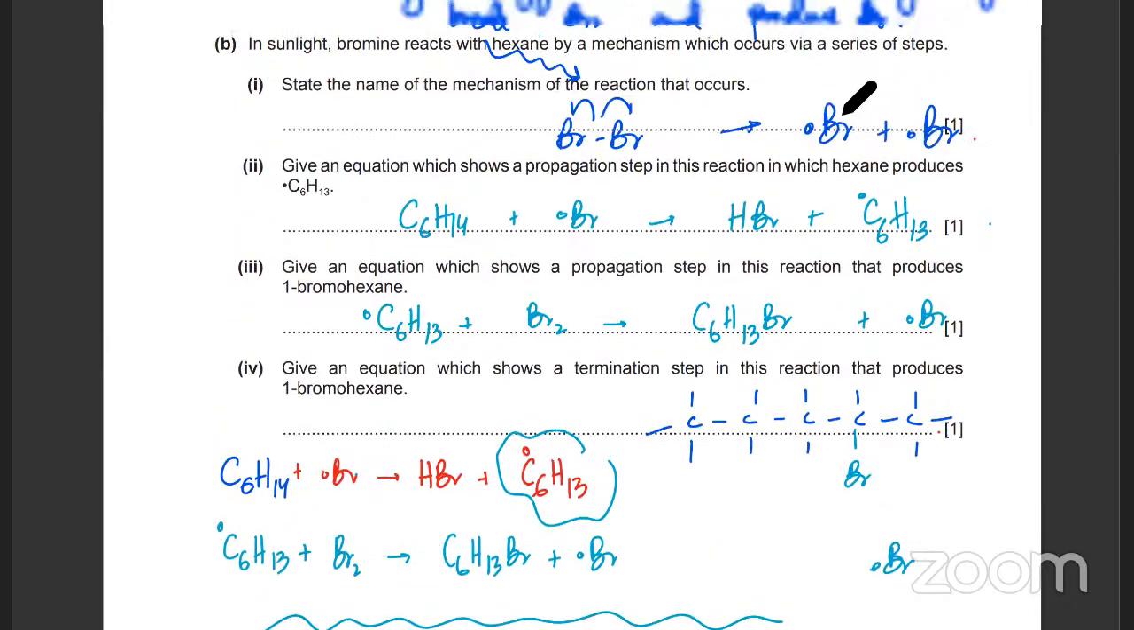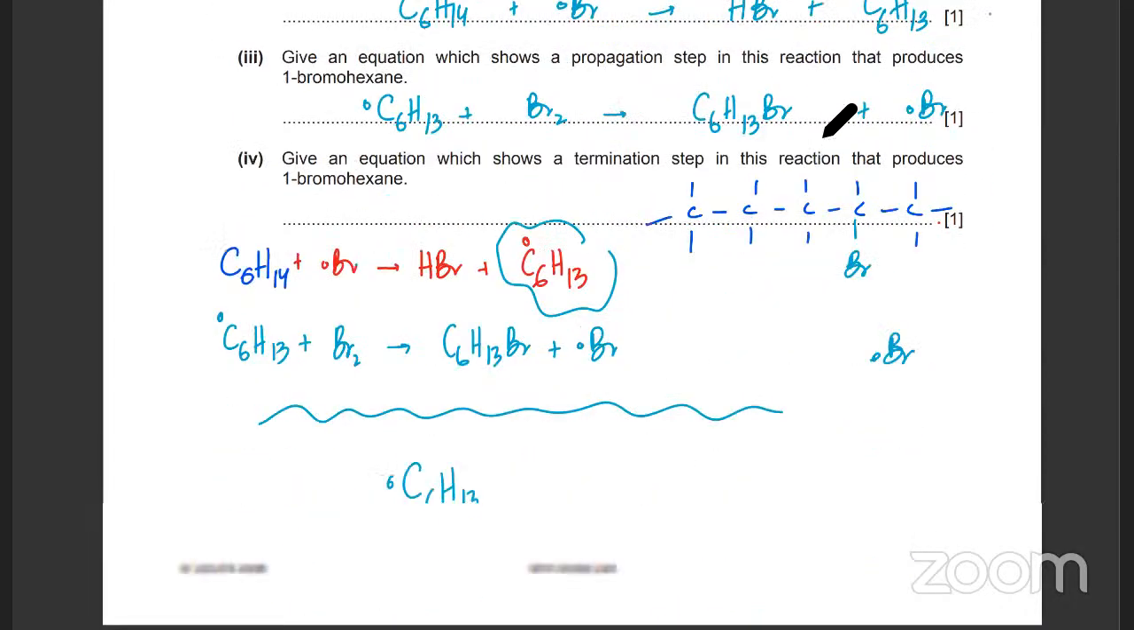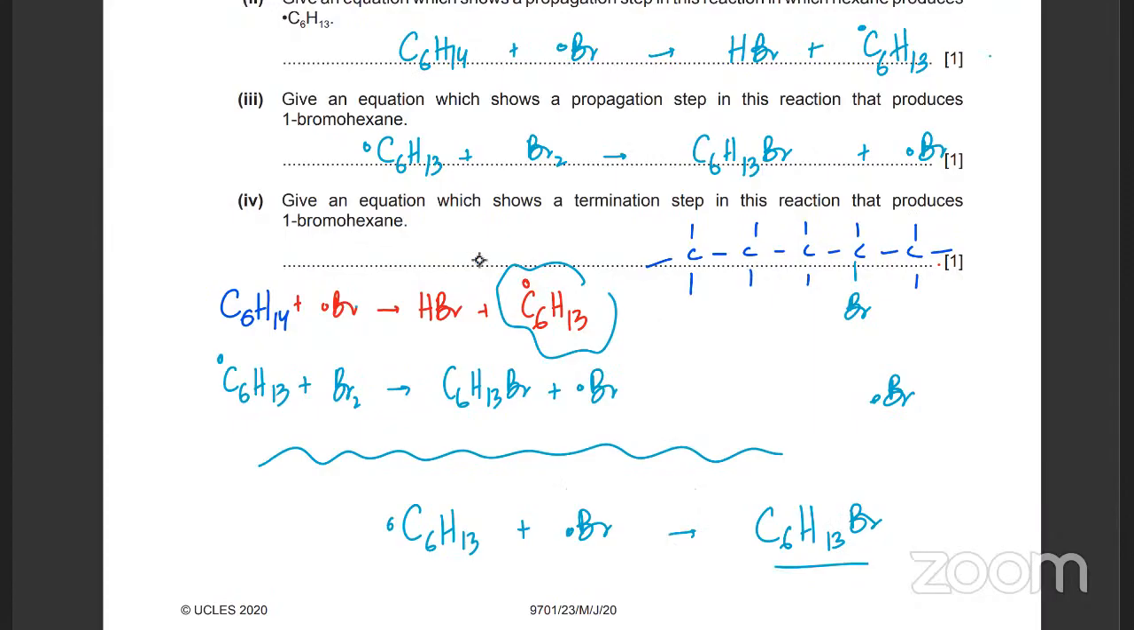In the first step, you had bromine radicals. Why was that a radical? Because bromine was missing a bond as well. So why don't they just bond with each other? That would form C6H13Br. And that results in the production of no new free radicals. The free radicals, they get used up. That's the termination step. Once the radicals are gone, the reaction would stop. So give an equation which shows a termination step in this reaction that produces one bromohexane. So this is that reaction for number 4. So is this clear?